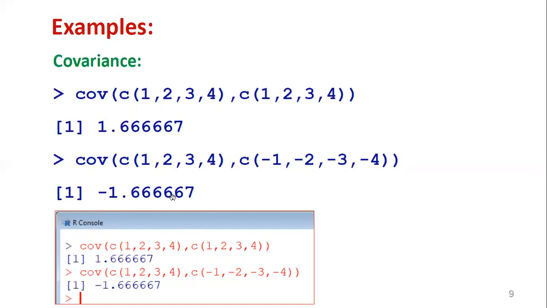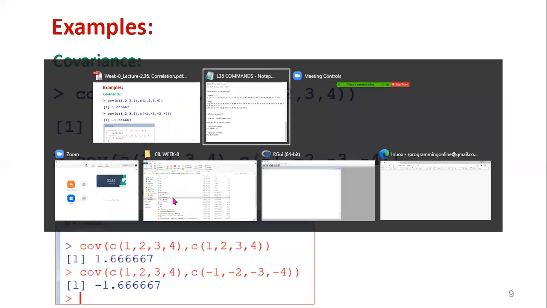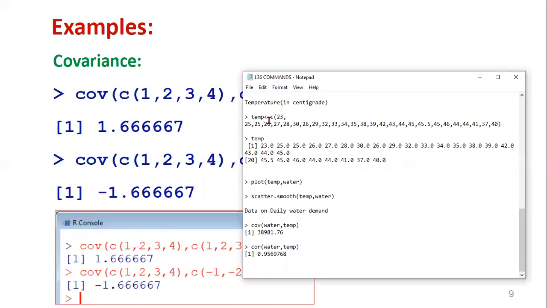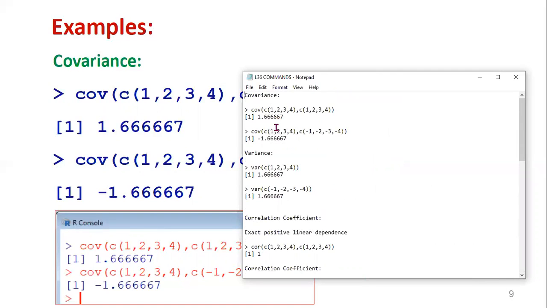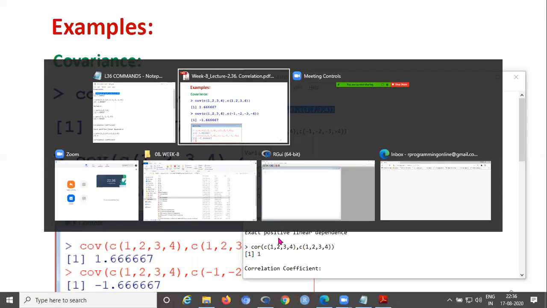First we will demonstrate these two. So let us, here also the comments are copied. First you can take the covariance of two positive data vectors.